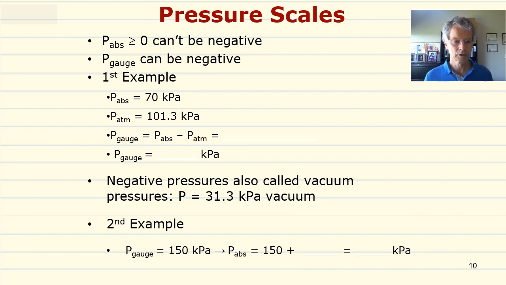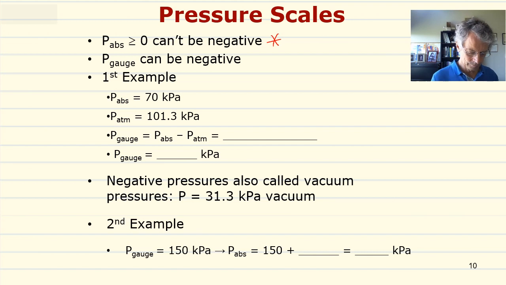Now, we know that absolute pressure has to be greater than or equal to zero. It cannot be negative. But gauge pressure can be negative. So this is exactly analogous to Kelvin and Celsius. We can't have a negative Kelvin temperature, but of course we can have negative Celsius temperatures. Minus 20 degrees Celsius tells us the temperature is simply 20 degrees below the freezing point of water. So let's do an example.